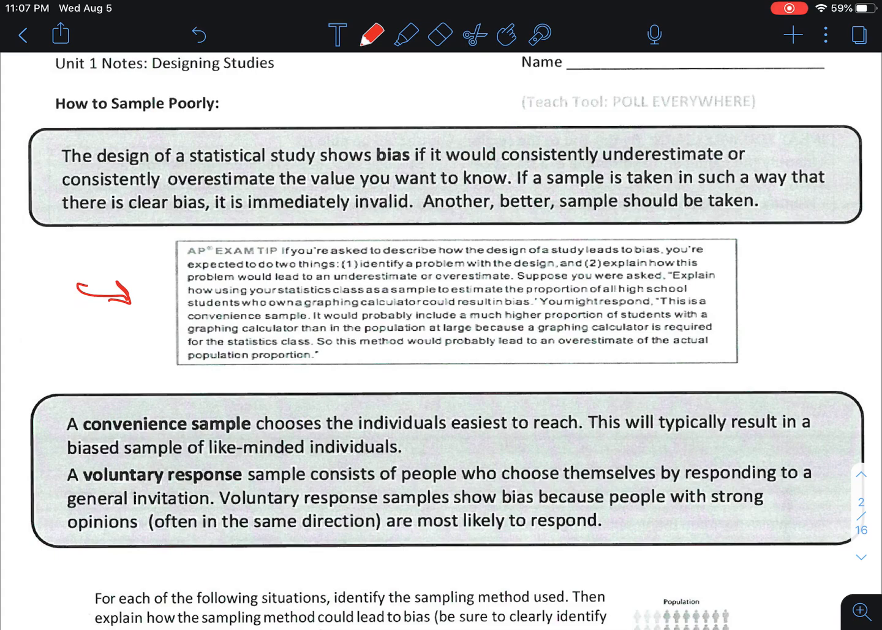So if you invite people via an invitation, via a survey, those strong opinions are going to come out, okay? And if those strong opinions tend to go in the same direction, you're going to have bias, right? You're going to have people that really dislike something and are going to mention that and say it.